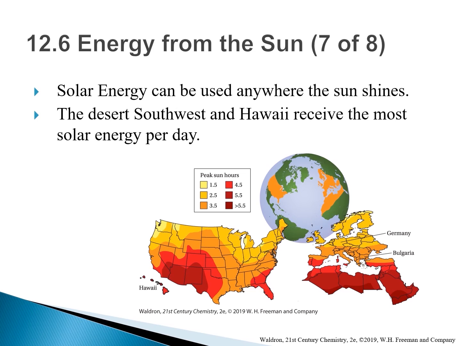Solar energy can be used anywhere the sun shines. In general, in places that get 4 or more peak sun hours per day, solar power is an obvious alternative. In the solar industry, a peak sun hour is 1 hour of sunlight at a power of 1000 watts shining on 1 square meter of Earth. In the US, the desert Southwest and Hawaii receive the most solar energy per day.